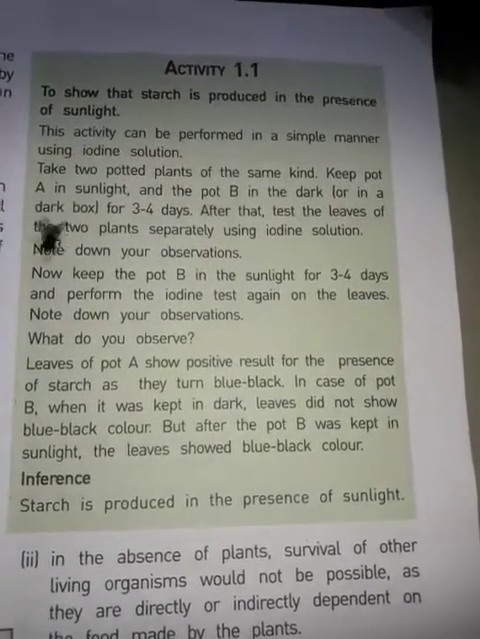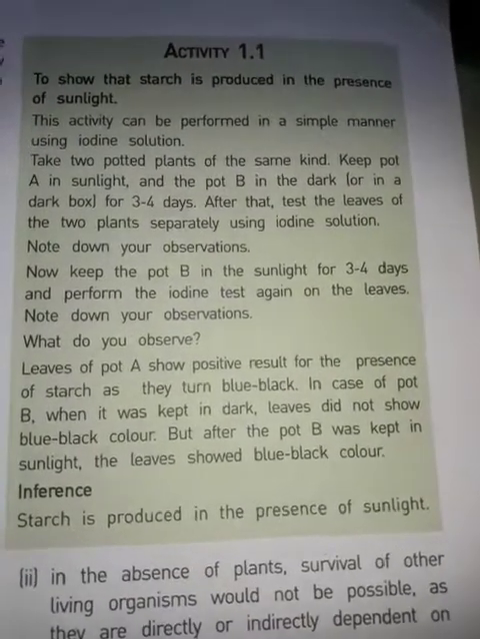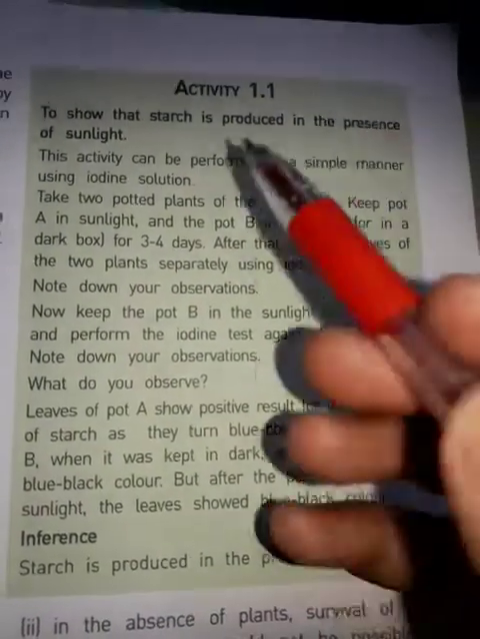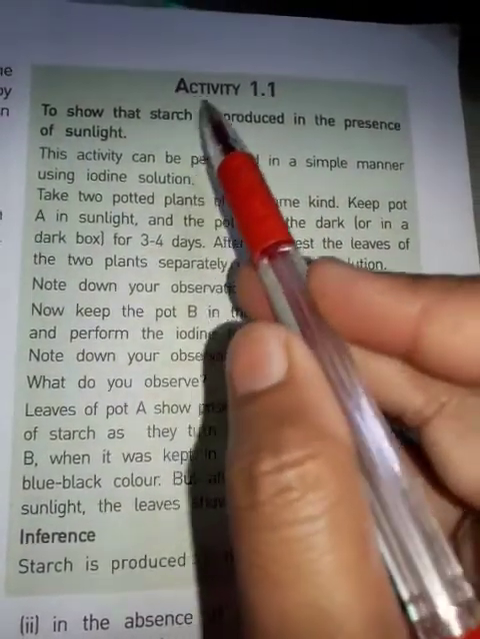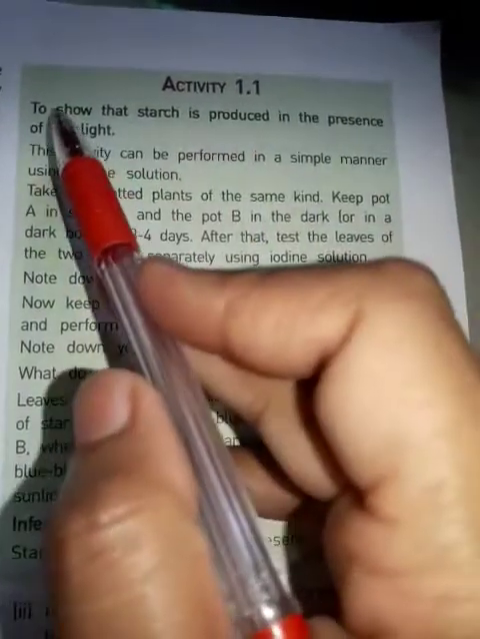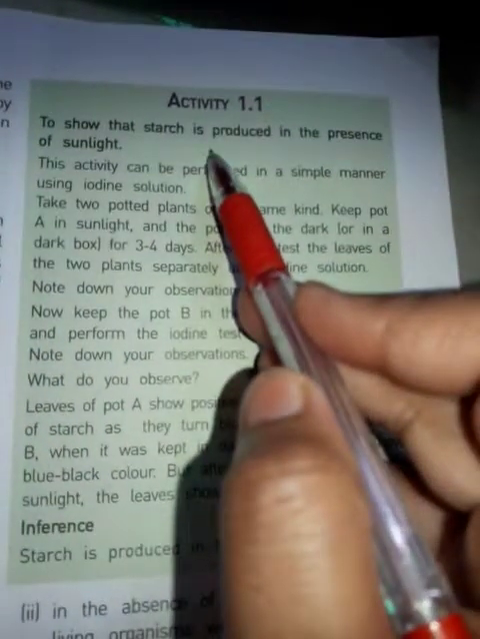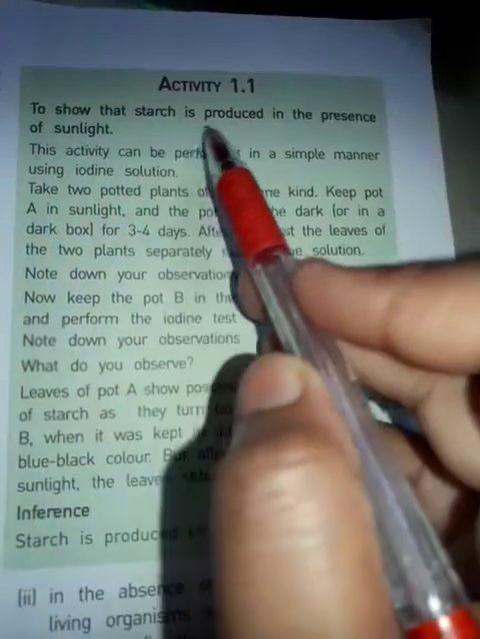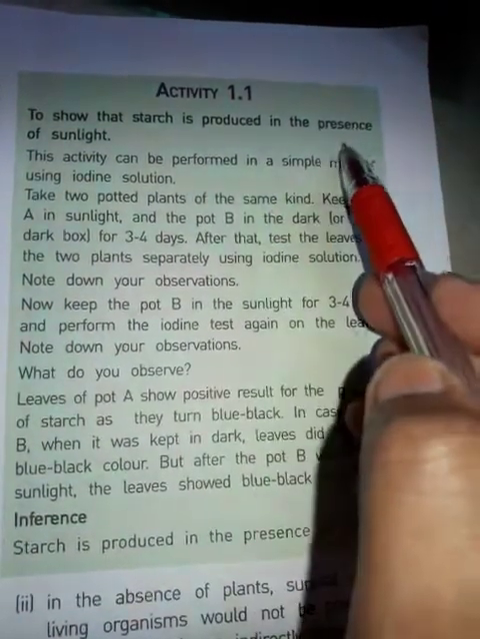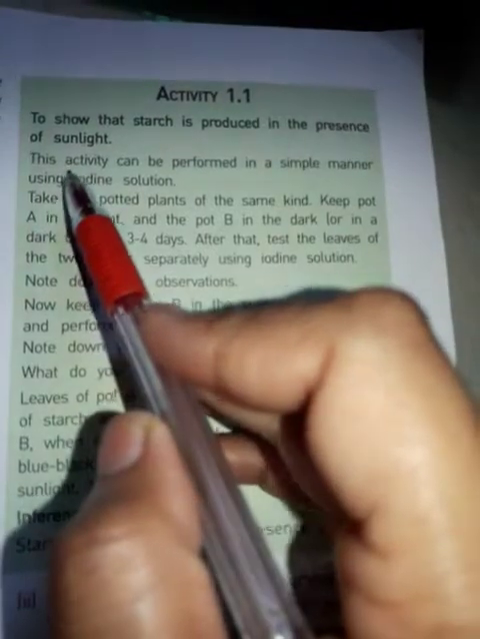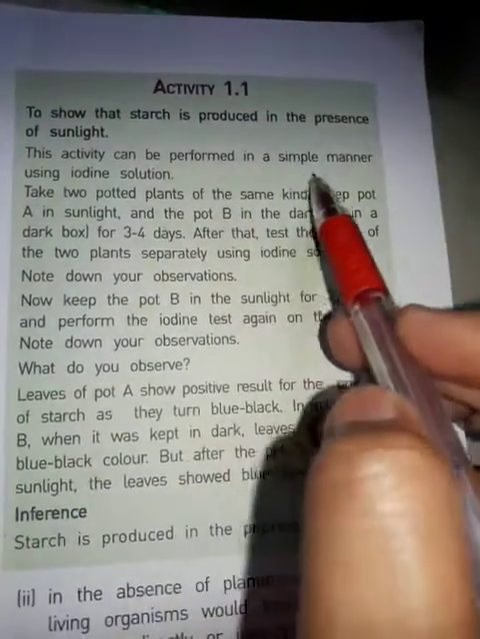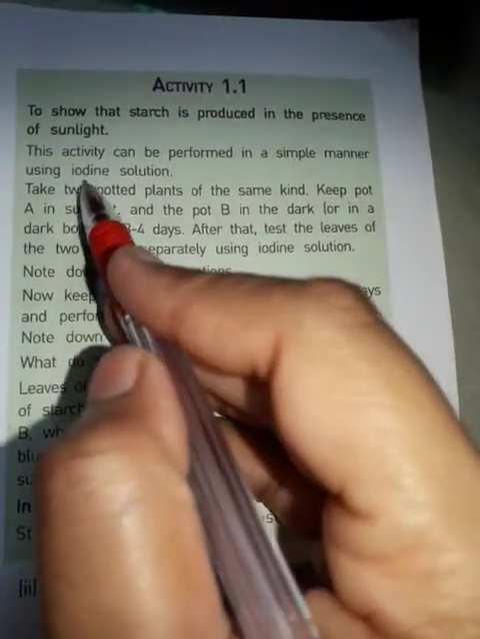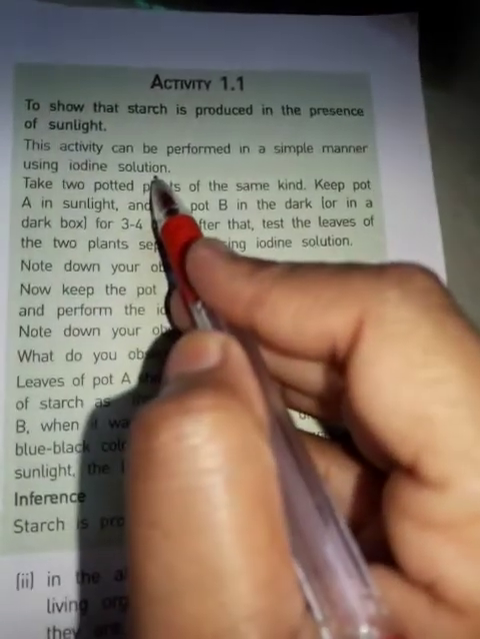So today I will take a revision of activities. From chapter 1, activity 1.1 is to show that starch is produced in the presence of sunlight. This activity can be performed in a simple manner using iodine solution. For this activity you will use iodine solution.